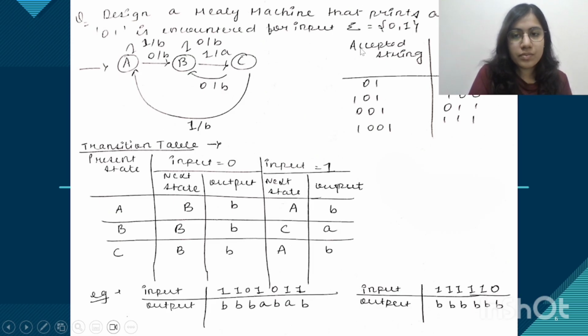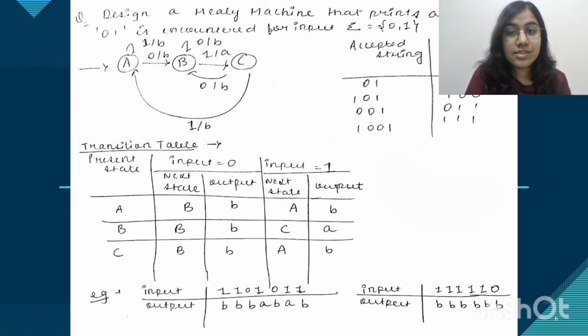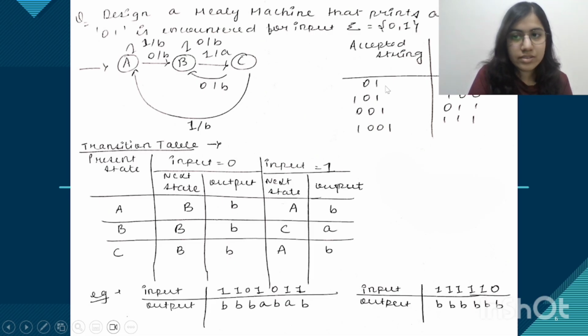First, the basic rule to design a Mealy machine is that we have to consider the smallest strings possible it can accept. So basically our accepted set of strings can be 01, the smallest, and not accepted is 10. Then again, accepted strings can be 101, 001, 1001, as they are all ending in 01. But these strings do not end in 01, so they are not accepted.